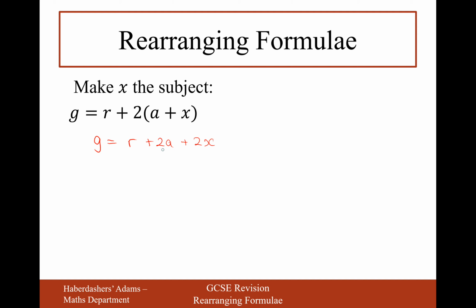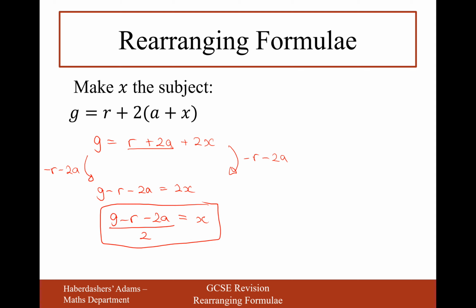I need to make X the subject, so I'll take away these two bits onto the other side. So take away R and take away 2A, all in the same breath. Take away R and take away 2A. So that will give me G minus R minus 2A equals 2X. And then divide by 2 to get rid of this, times by 2. So G minus R minus 2A divided by 2 equals X. And there we are, that's the answer to this question.